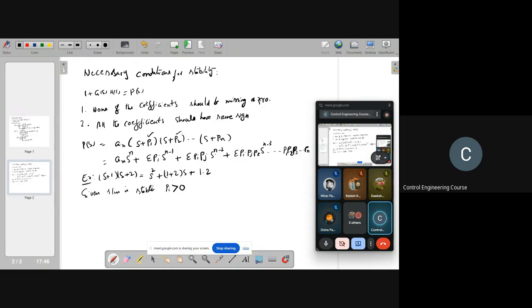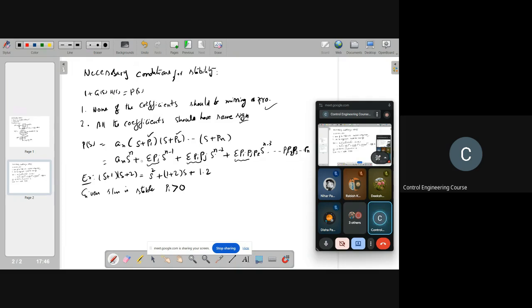So if the Pi's are greater than 0, then each of these coefficients should be greater than 0. So there is no missing term. There is no cancellation among all these terms because all are greater than 0. And there won't be any missing term because all Pi's are non-zero, and because all are positive terms, they have the same sign, positive, right?